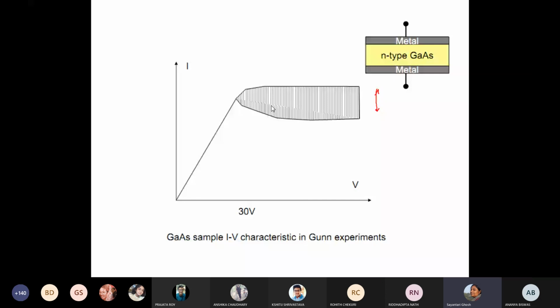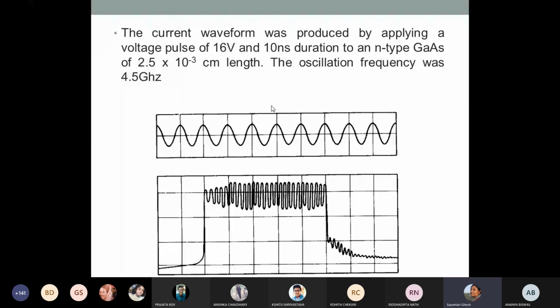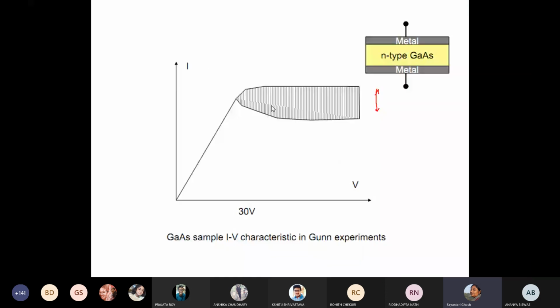Now, why these oscillations and what are these oscillations? You can understand that once I reach the area where mu is negative, the effective mobility of the carriers is negative, then immediately inside the slab, these high field domains that we explained in the last class start happening. So the entire material becomes a little bit unstable.